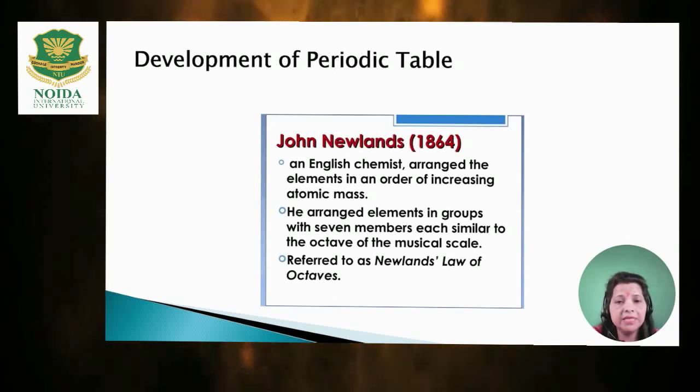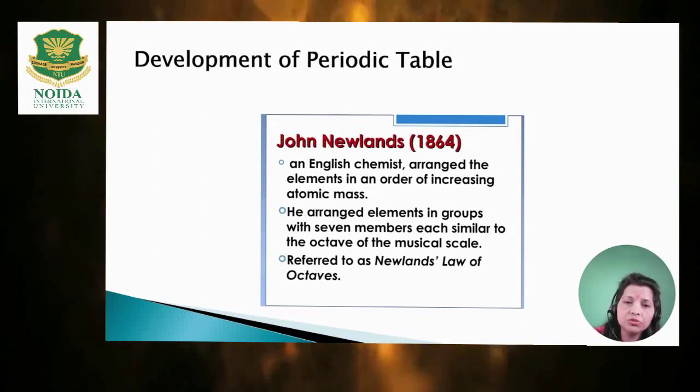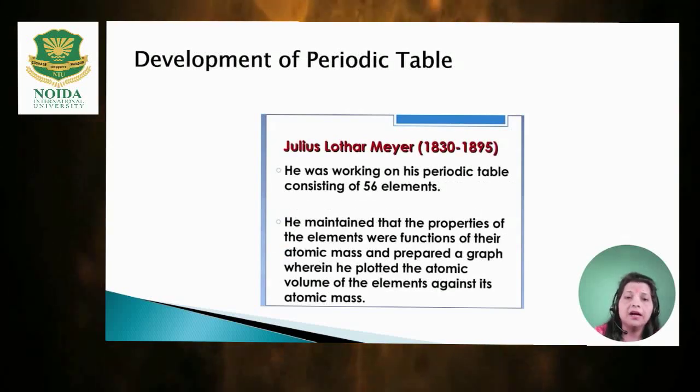He arranged elements in groups with 7 members, each similar to the octave of the musical scale. That's why we also call this principle Newlands' law of octaves, right? Then after the octave, Julius Meyer was there.